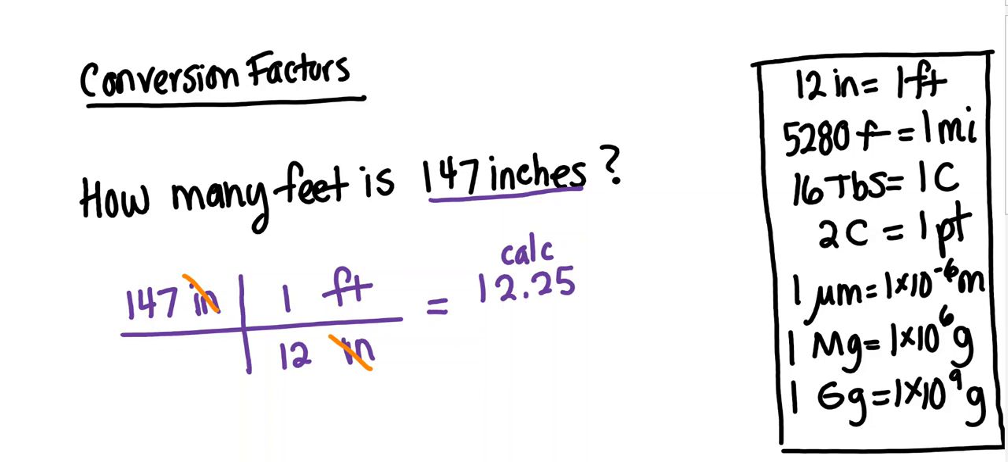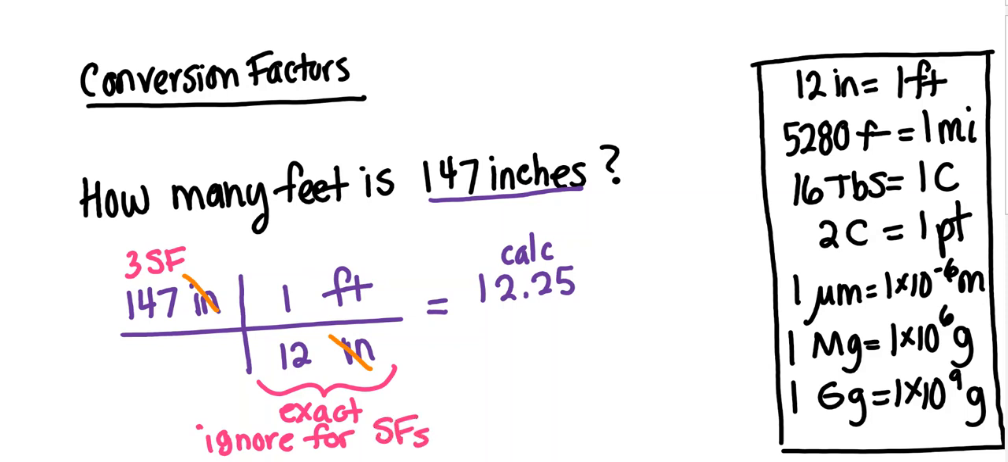Okay, and then I need to think about significant figures. So this first number has 3 sig figs. This next number though, or those numbers, are exact. And they're exact because that's how we define these units, 12 inches in a foot. And so I ignore these when I'm deciding my sig figs. So I'm going to have 3 sig figs in my answer. I'm going to round to this place and look 1 to the right. That is a 5 or greater, so I do round up.